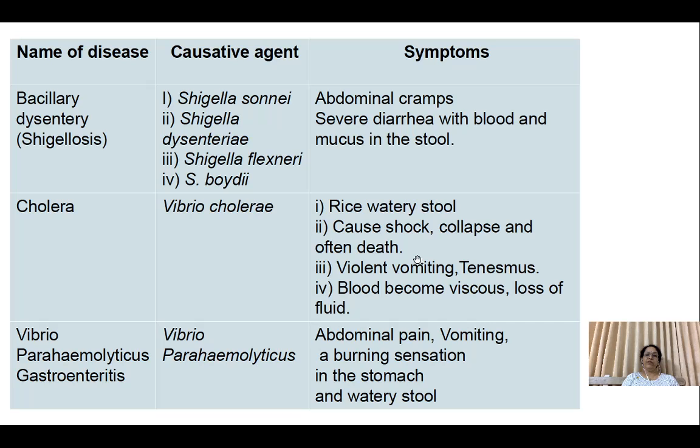There is violent vomiting, which again leads to loss of fluid in the body, and blood becomes viscous. This leads to various vital organ failure. There is tenesmus, that is gripping pain in the patient. One more species, Vibrio parahaemolyticus, causes a disease of the gastrointestinal tract called Vibrio parahaemolyticus gastroenteritis. This causes abdominal pain, vomiting, a burning sensation in the stomach, as well as watery stool.